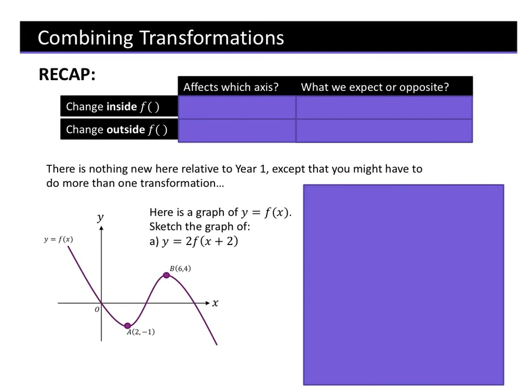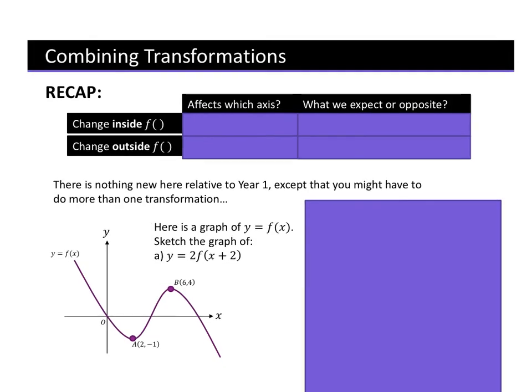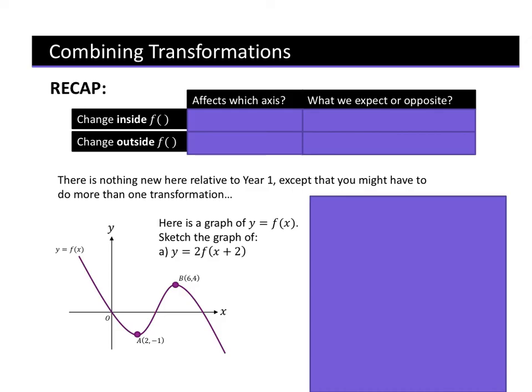Okay, so going back to recap of GCSE. If it's inside the bracket, who does it affect? It affects x, and what do we do? We do the opposite of what it says. If it's outside the bracket, it affects y, and what do we do? We do what it says. So it's what we expect, isn't it? For example, inside the bracket, plus 2, that means we're going to move it to the left 2, because plus 2 means to the right, but we do the opposite, so we go to the left.